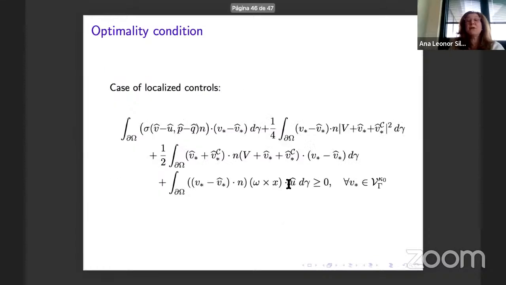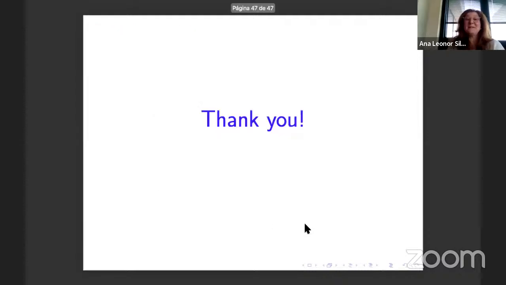And I am just going to show the form of the optimality condition when we consider localized controls. It is going to be a little bit more complicated because we have to account for these terms here, because in this case we don't have a tangential velocity. So basically this is the end of my talk, and thank you very much.